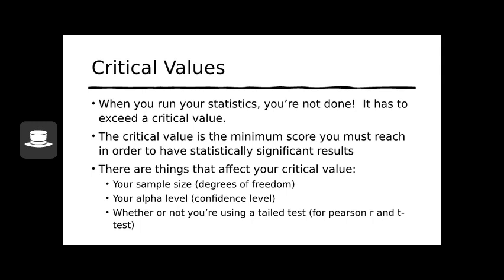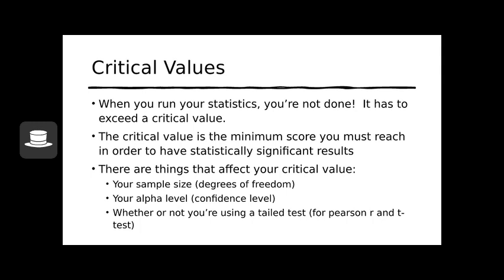A critical value is basically a statistical way of saying, okay, we don't know if your results are going to reflect what's in the population. But here's a threshold, right? If your number exceeds this threshold, then we're going to say it's pretty likely that what you found in your study is going to be in the population. So that critical value is the minimum value that your statistics have to reach in order to say that you're going to reject the null hypothesis.